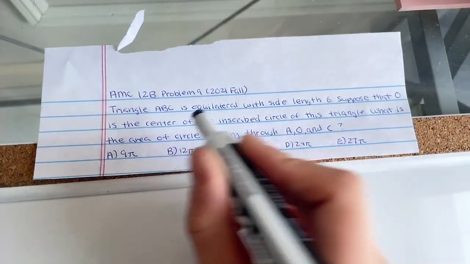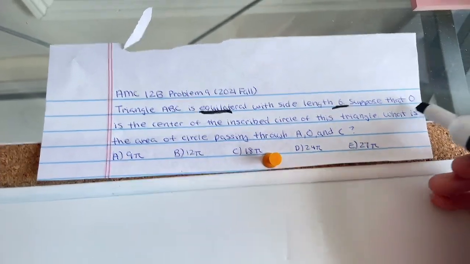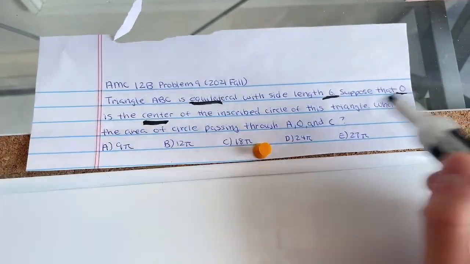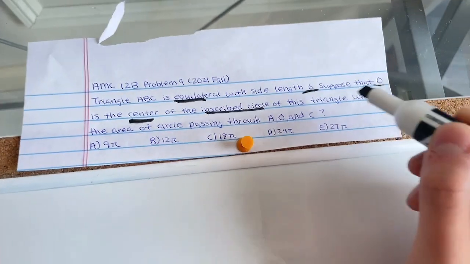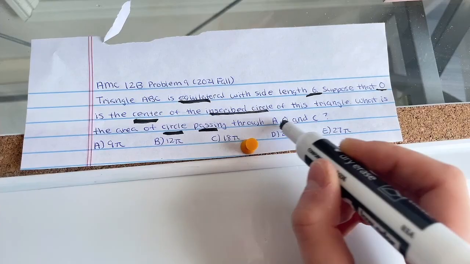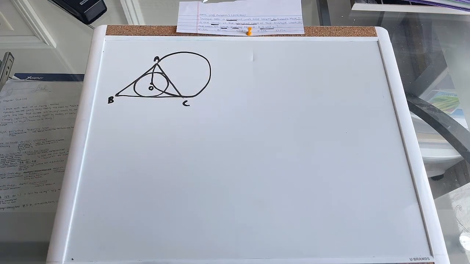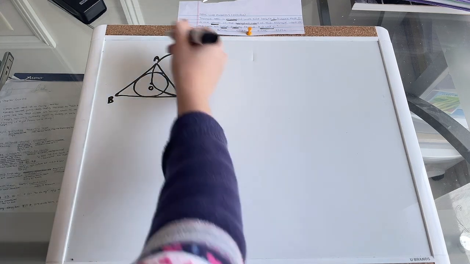So the key words here are that this is an equilateral triangle and the side length is 6. O is the center of the inscribed circle, and it's asking what is the area of the circle that is passing through A, O, and C. So let's draw ourselves a little diagram. Here is basically the diagram, and we can see that it is asking what is the area of this circle right here.